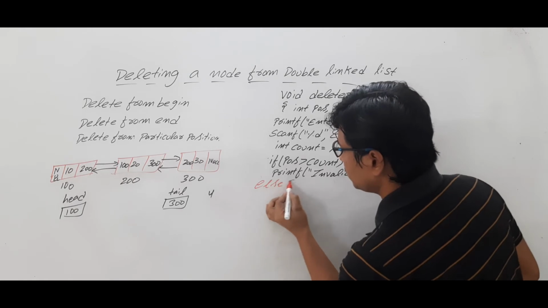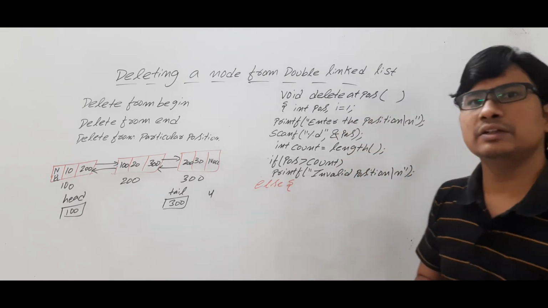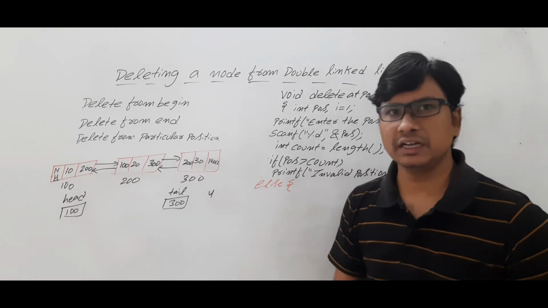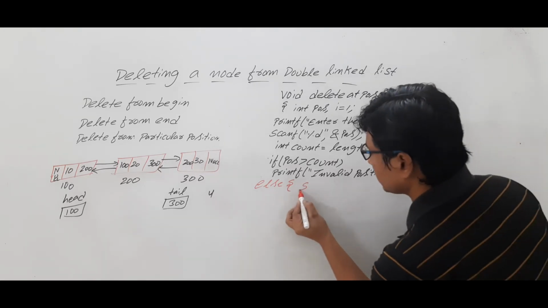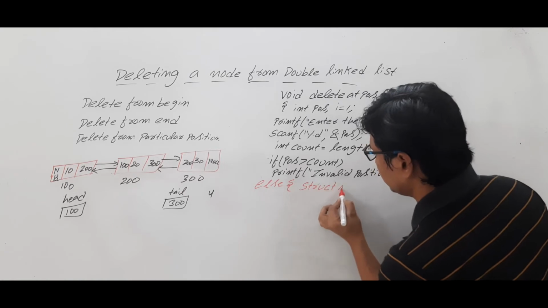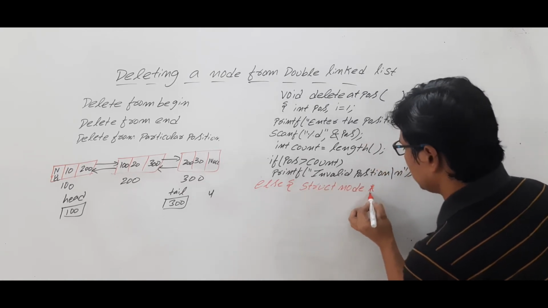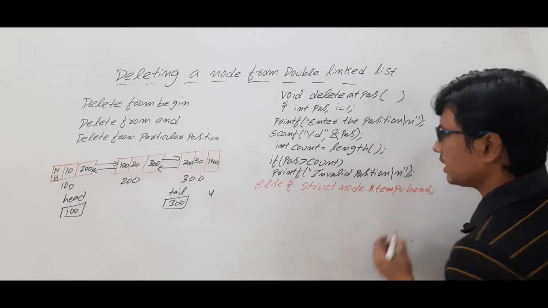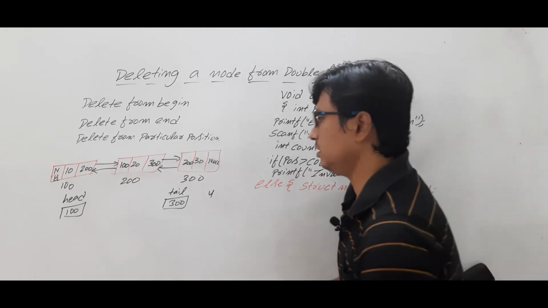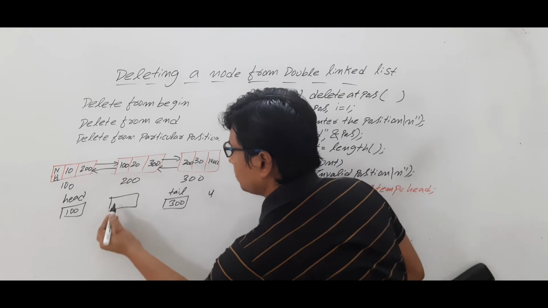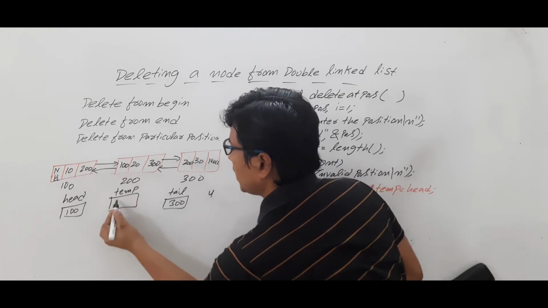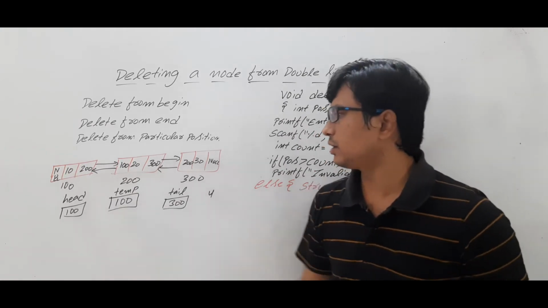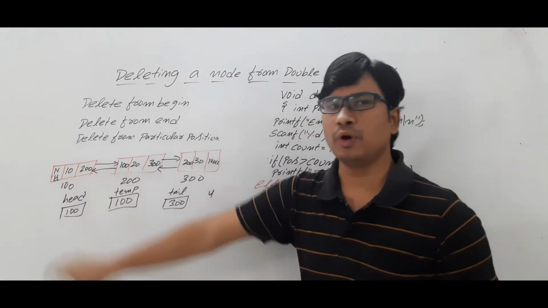Else, if the user has entered a valid position, then what you need to do? First, we need to declare a temporary pointer of struct node: struct node star temp is equal to head. We are initializing the pointer temp with the head value. Head has the value 100, which is an address. Is it clear? Now head and temp both are pointing to this node.